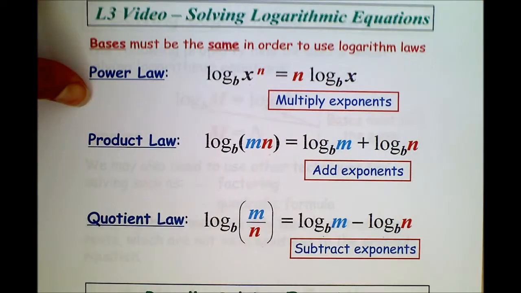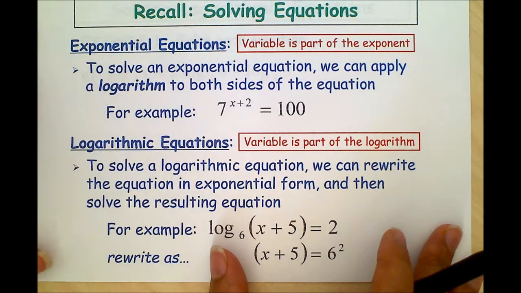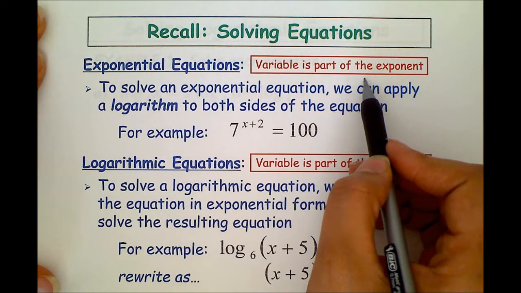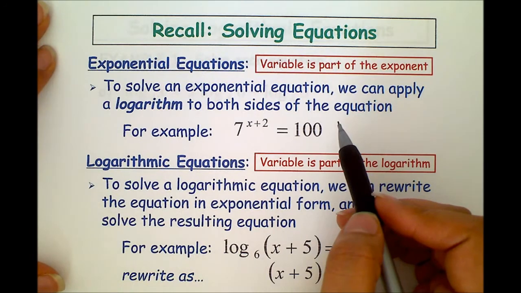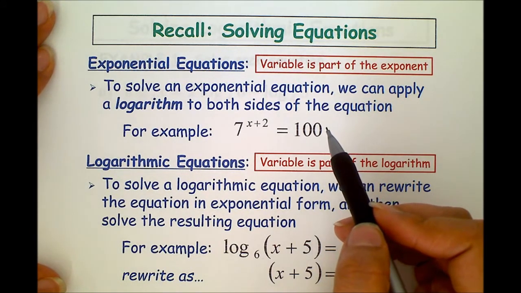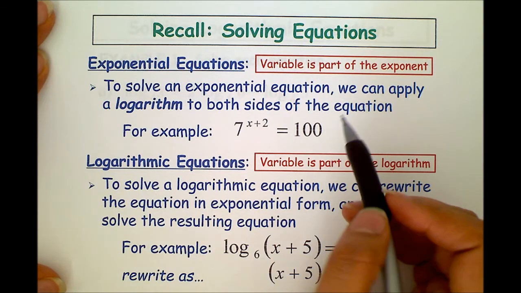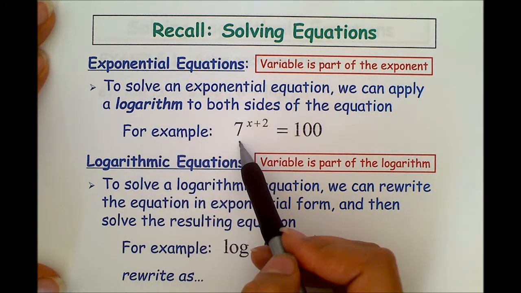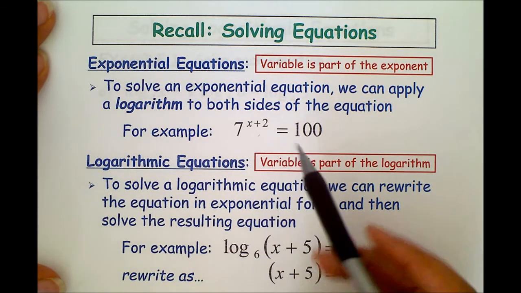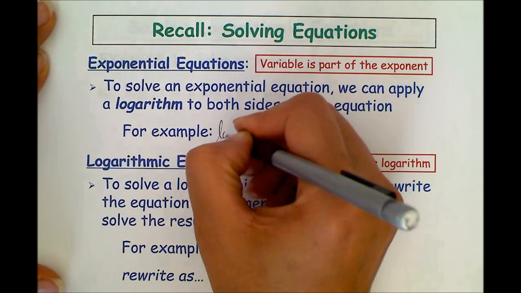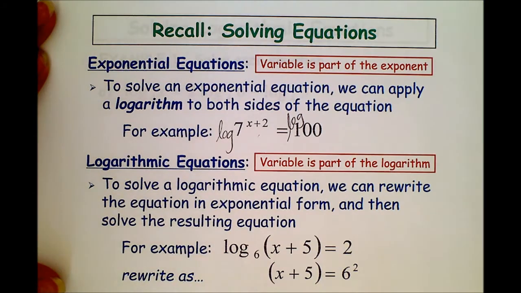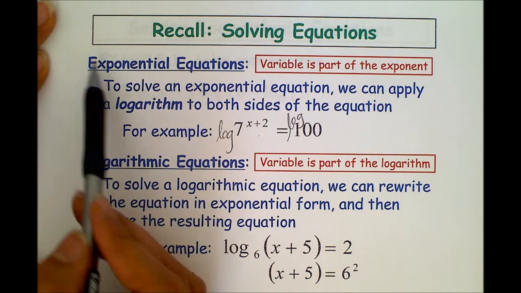So just a reminder of solving equations in general. Whenever you are solving exponential equations, the variable is part of the exponent. And so a lot of times when you are solving an exponential equation, you rewrite it using a logarithm to help you solve it. For example, if you have something like 7 to the exponent of x plus 2 equals 100, it's hard to get the same base here. So instead you take the log of both sides, and then you apply the power law and solve it from there. So a lot of times when you have an exponential equation, you introduce a logarithm to help you.